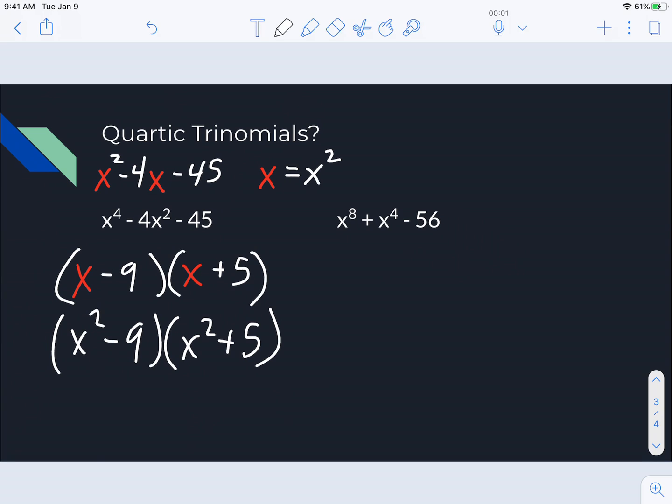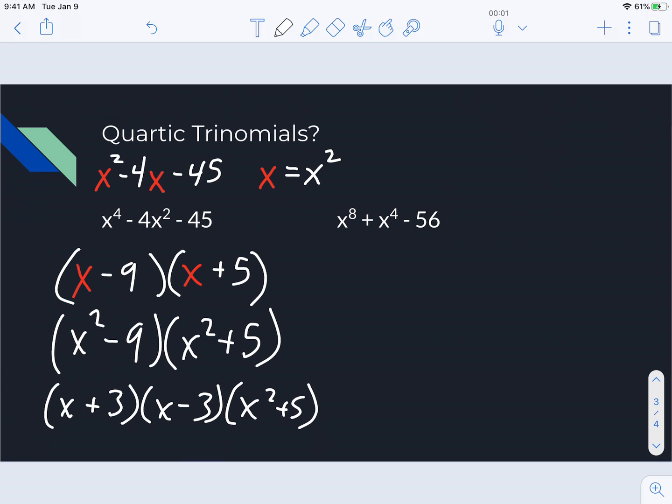Like that. And now if you notice, I'm not quite done, am I? Because I've got this x squared minus 9 over here. That's a difference of squares, so that could continue to factor. So x plus 3, x minus 3, and then x squared plus 5.